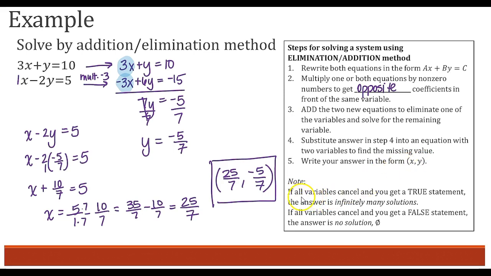So the note here says that if you're doing this process and all of the variables cancel out, but you end up with a true statement, the answer is going to be infinitely many solutions. And if all the variables cancel and you get a false statement, then the answer is no solution.